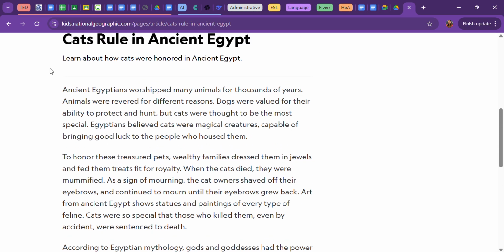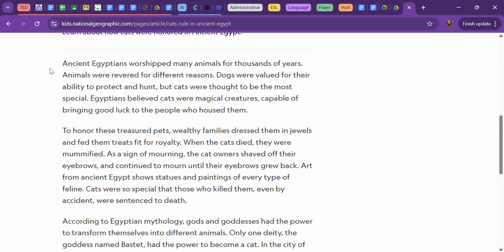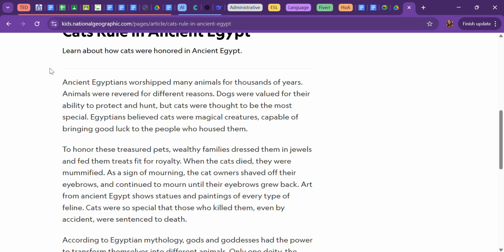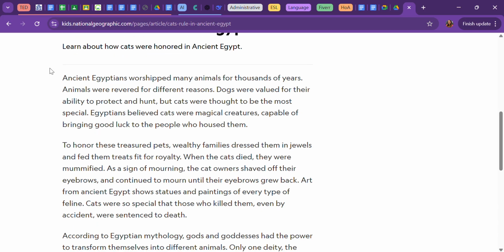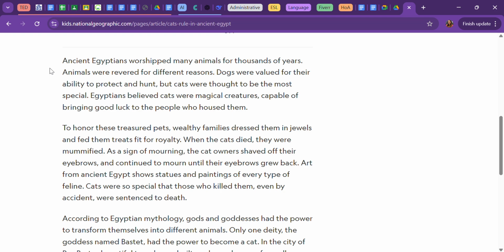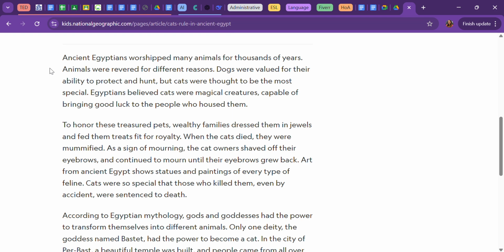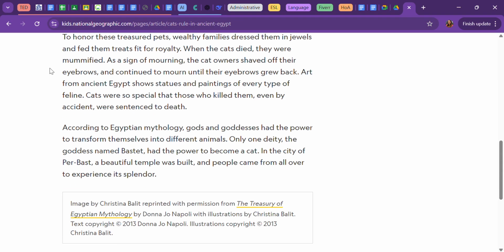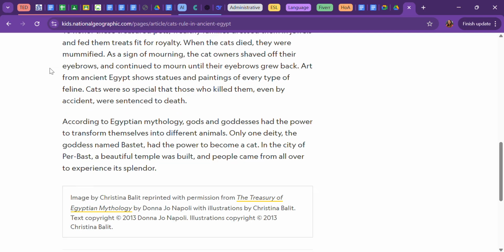Okay, there is not much here, but they dressed them in jewels and fed them treats like royalty. When the cats died, they were mummified. Ancient Egyptians worshipped many animals for thousands of years. Animals were revered for different reasons. Dogs were valued for their ability to protect and hunt, but cats were thought to be the most special. Egyptians believed cats were magical creatures capable of bringing good luck to the people who housed them. Maybe we could talk, I want to find something about gender. Only one deity, the goddess named Bastet, had the power to become a cat.